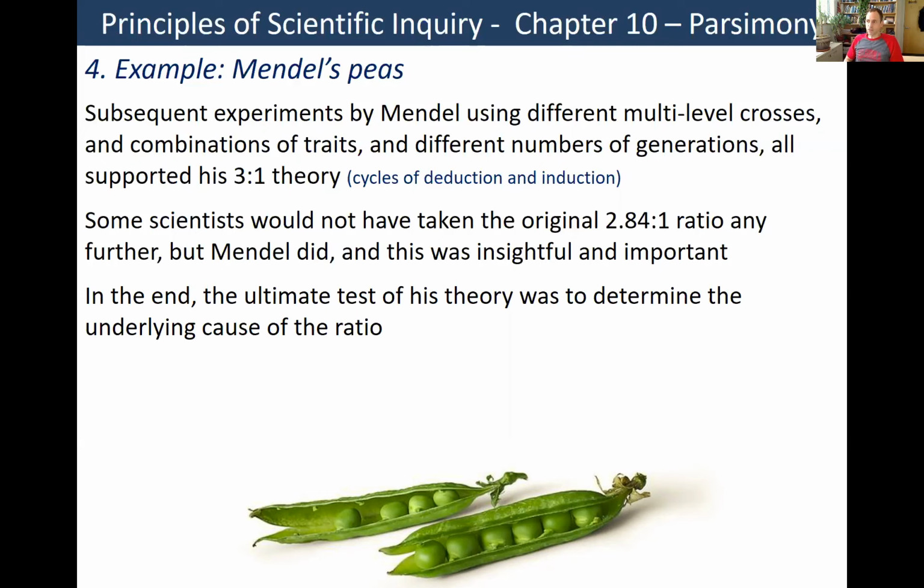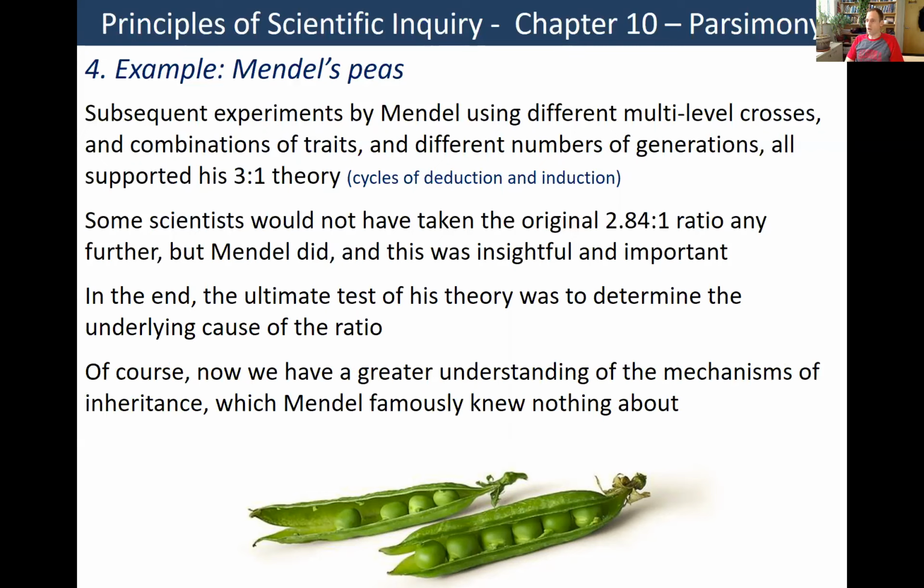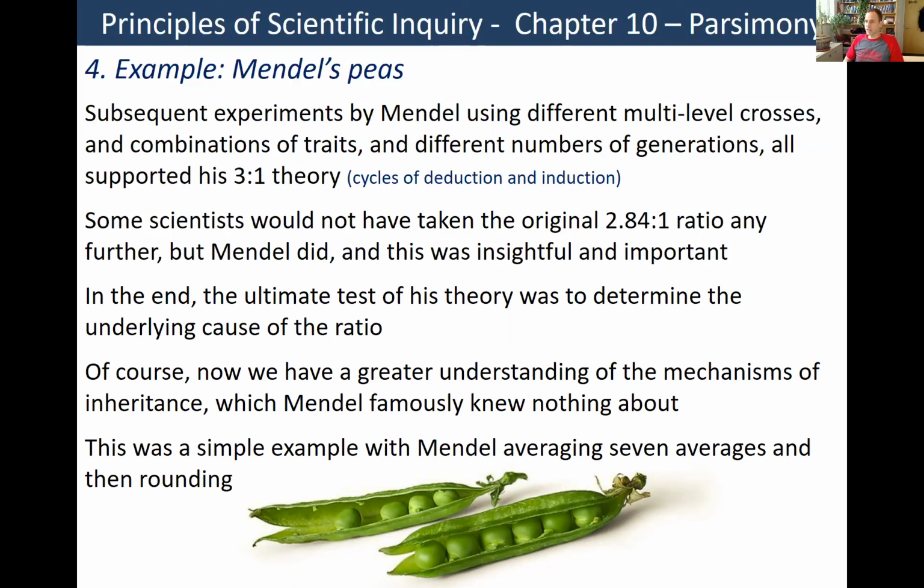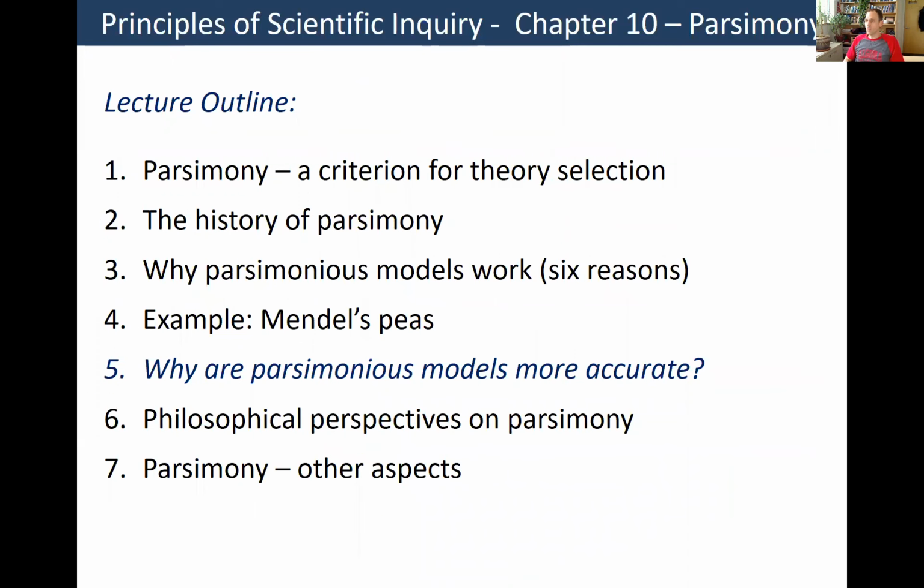In the end, the ultimate test of his theory was to determine what caused that ratio, and now scientists know. But now we have a greater understanding of inheritance, which Mendel didn't know anything about, and yet he still advanced science quite a distance through that process. And this was an example of Mendel averaging 7 averages and then rounding, which is a form in this case of recognizing the relationships among different data and recognizing the logic that there was likely to be error in his measurements. Okay. So why are parsimonious models more accurate then?